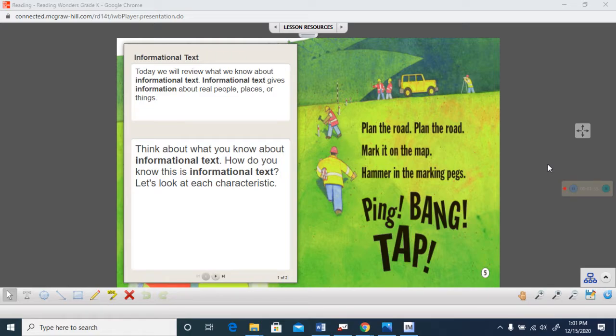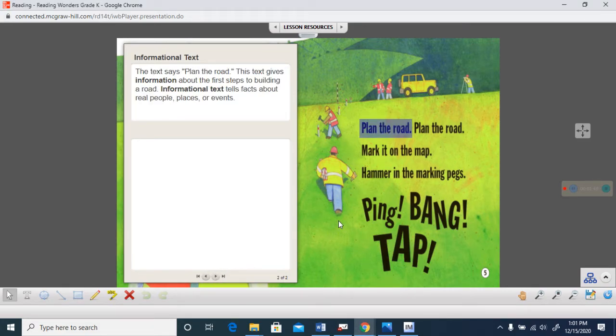This book is an informational text, and we're going to review what we know about informational texts to help us see that it is. Let's look at each characteristic of it. The text here that's highlighted says, plan the road. This text gives information about the first steps to building a road. Informational text tells facts about real people, real places, or real events.